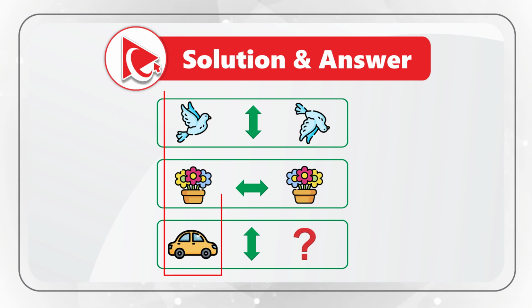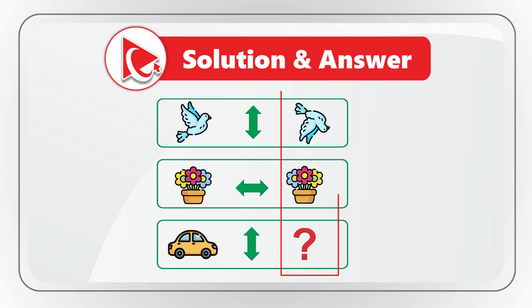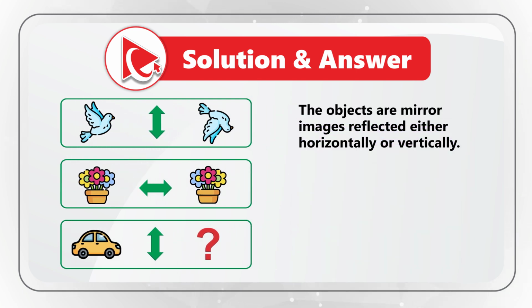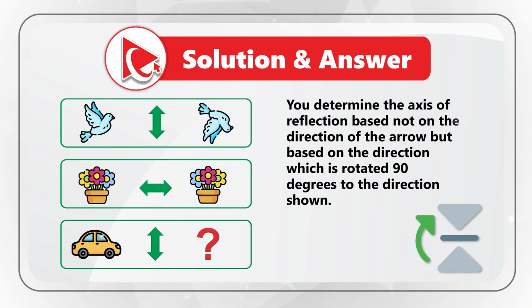The objects that you see on the left of the arrow and on the right of the arrow are reflections of each other. What's interesting here is that the objects are mirror images reflected either horizontally or vertically. You determine the axis of reflection based not on the direction of the arrow, but based on the direction which is rotated 90 degrees to the direction actually shown. Let's look at the actual example.